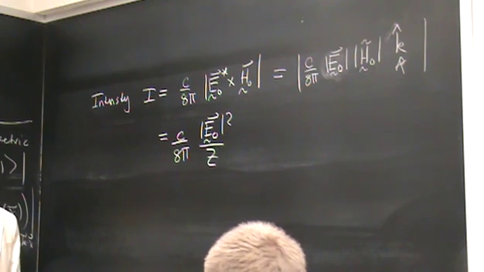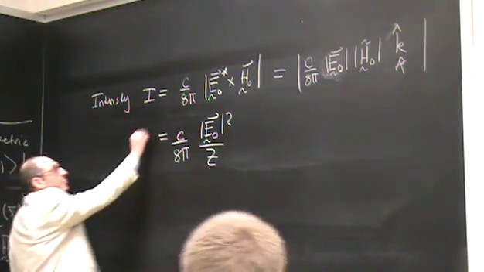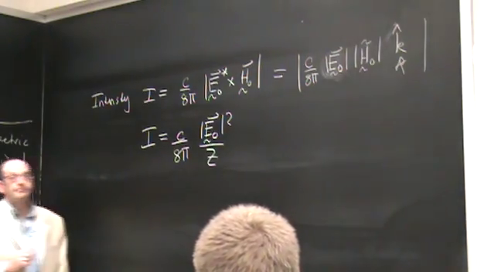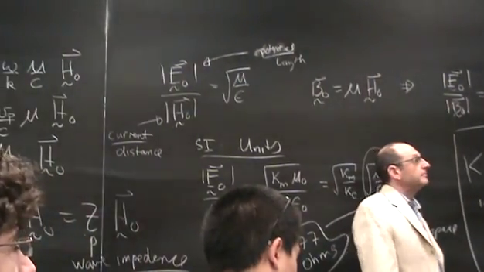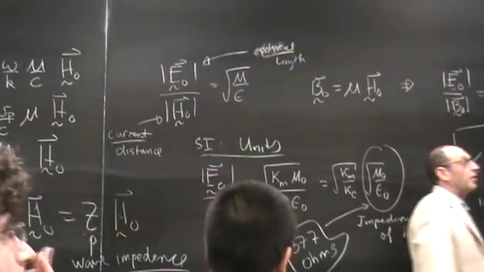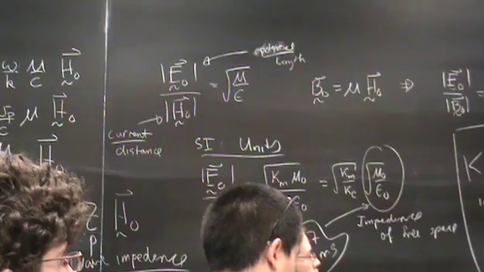Okay? That's the intensity, because E0 is related to H0 through the impedance. H0 is E over the impedance. Okay?